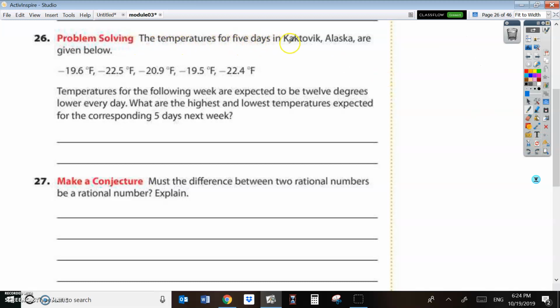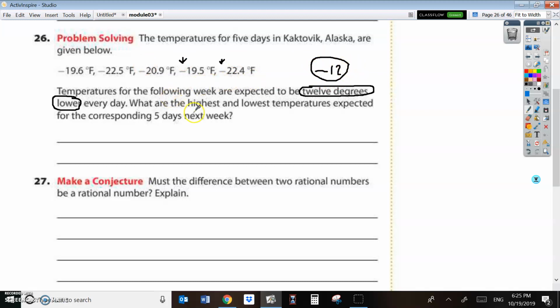The temperatures for 5 days in Kaktovik, Alaska are given below. Here they are. Temperatures for the following week are expected to be 12 degrees lower every day. What are the highest and lowest temperatures expected for the corresponding 5 days next week? So 12 degrees lower means that you're subtracting 12 from all of those. Means minus 12. Okay? These are already all negative. And because they're negative, when you subtract 12, they're just going to get more negative.